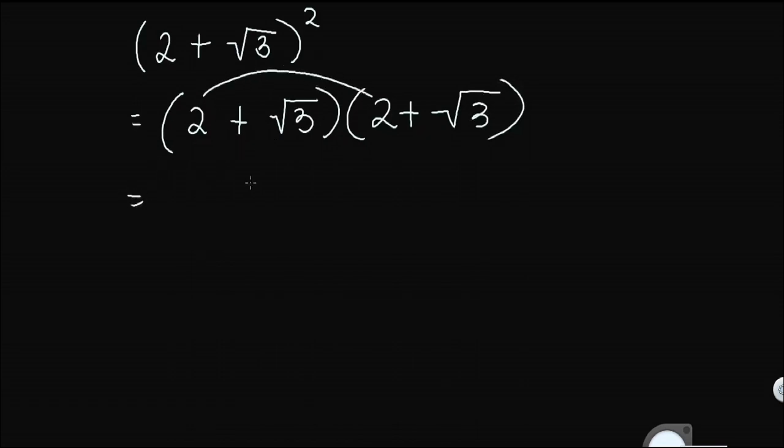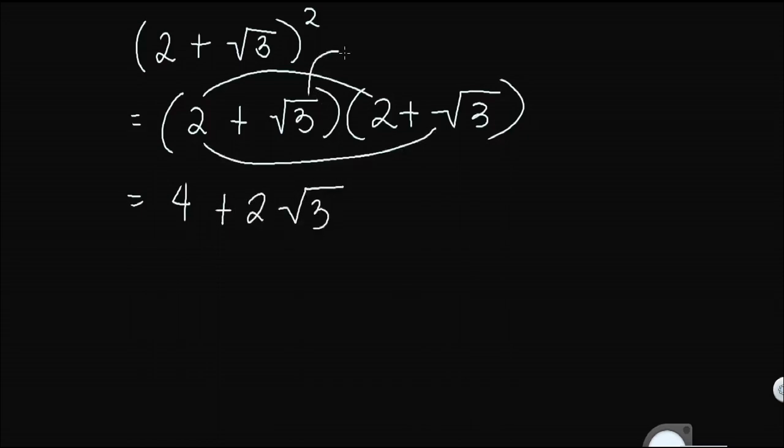Now, gamitin natin yung FOIL. 2 times 2 is 4. For the outer, 2 times square root of 3, we have 2 square root of 3. Inner term, 2 square root of 3. So, same lang yan. And then for the last, square root of 3 times square root of 3 will be square root of 9. 3 times 3 is 9. So, pwede rin 3 na lang, no?